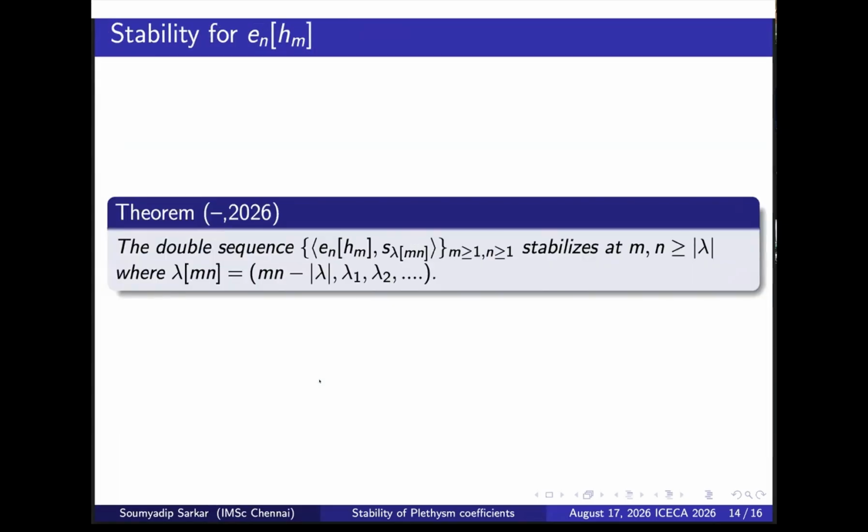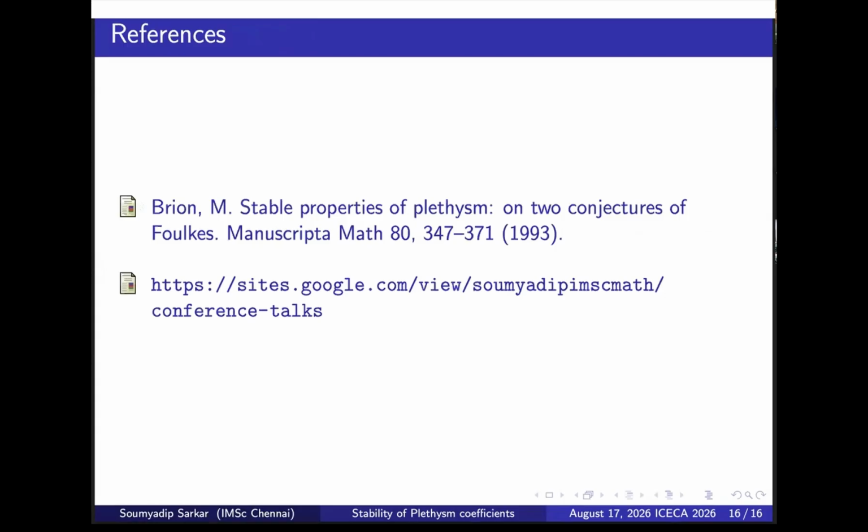And you can also show a similar thing for En plethysm Hm. Once your m and n are large enough with respect to the size of lambda, they also stabilize. So m and n do not play a role. This double sequence also stabilizes when m and n are large enough with respect to the size of lambda. Yeah, and I think I'll stop.